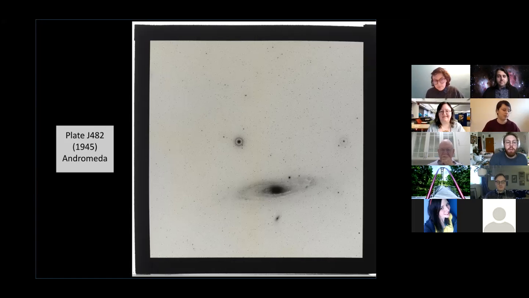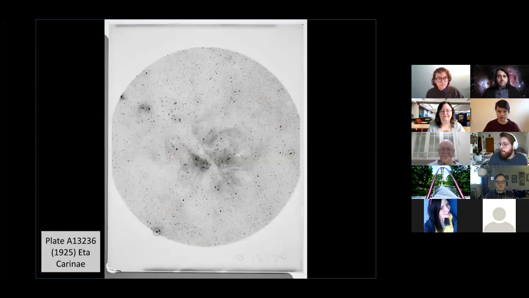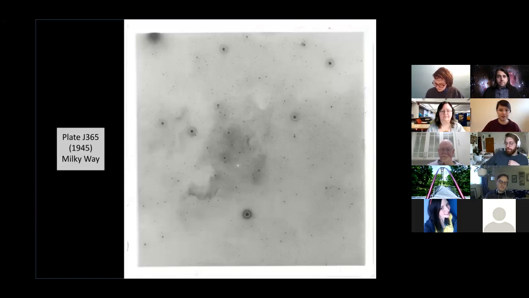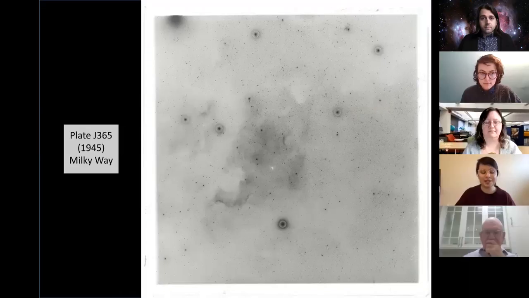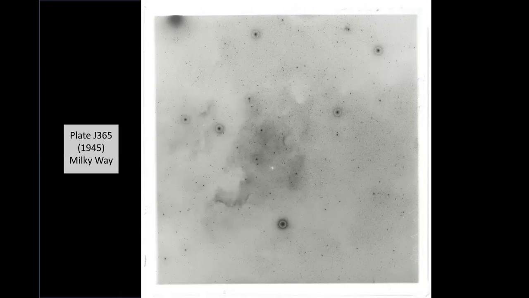It's just one of the many types of plates that we have. I have a few here that I'll show you. Here's another one. This one is from 1925. It looks a little different from the one I just showed you a second ago, and that's just because the size of the plate is different. It had a different lens on it. There are all different kinds of images in our collection. Here's another one. This one does look a little more familiar with these swirling gases in the middle. This one's from 1945. That is in the Milky Way.